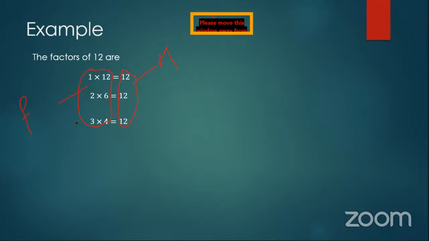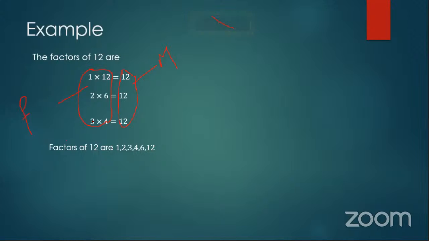So the factors of 12 are 1, 2, 3, 4, 6, and 12. Okay.